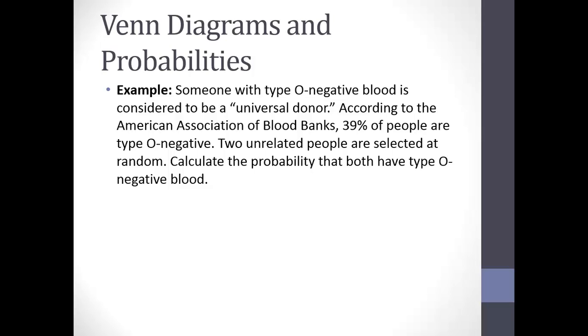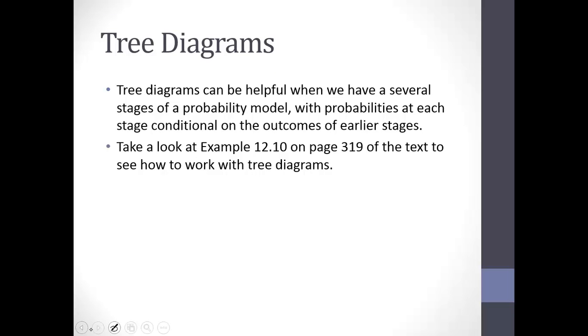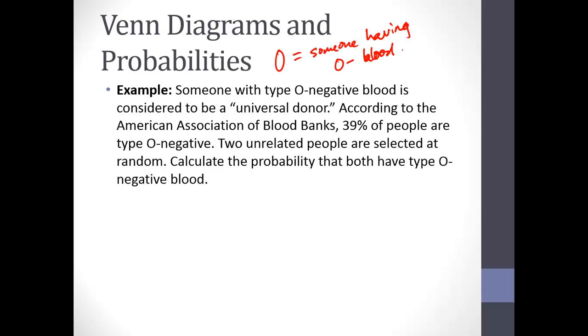So we have 2 unrelated people selected at random, and we want to calculate the probability that they both have type O negative blood. Okay, so let's again set our notation. Let O equal someone having O negative blood. And again, the probability that I'm interested in here is the probability that 2 unrelated people have O negative blood.